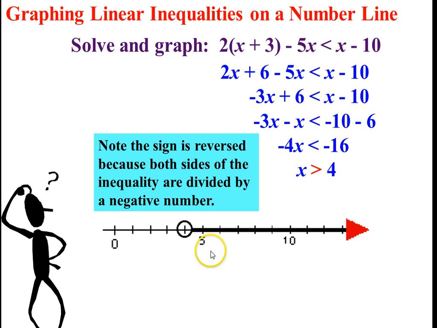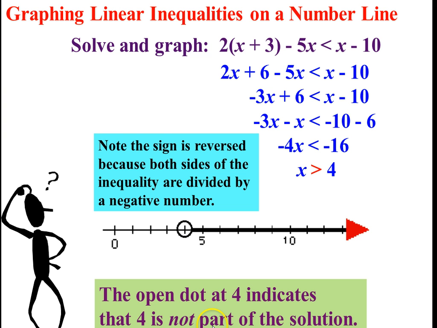So to graph that on a number line, I would put an open circle on 4, and that indicates 4 is not part of the solution, but the number right after 4 is. So 4.001 is greater than 4, and 4.000001 is greater than 4, but I can't really graph that on the number line. So we put an open circle, and everything to the right of that open circle will indicate the solution set.